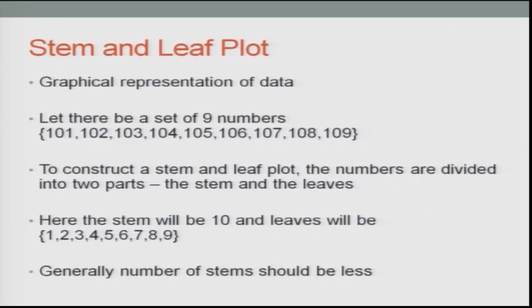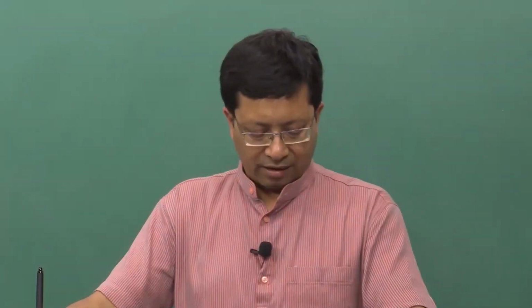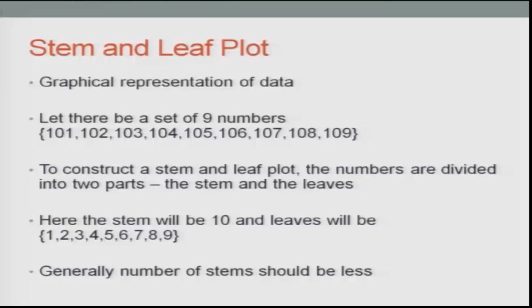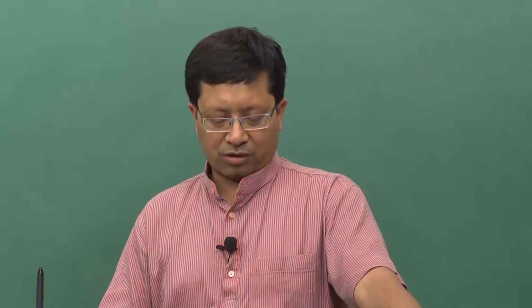To construct a stem and leaf, the numbers are divided into 2 parts, the stem and the leaves. Here the stem would be 10 and the leaves would be 1, 2, 3, 4 till 9. If it was 11, 12, 13 till 19, we would have the stem and leaf accordingly. It could also be 1001, 1002 till 1009, in which case the stem would be 100 and the leaves again 1 to 9. Generally, the number of stems should be fewer, and the leaf is the last digit of the numbers you are working with.